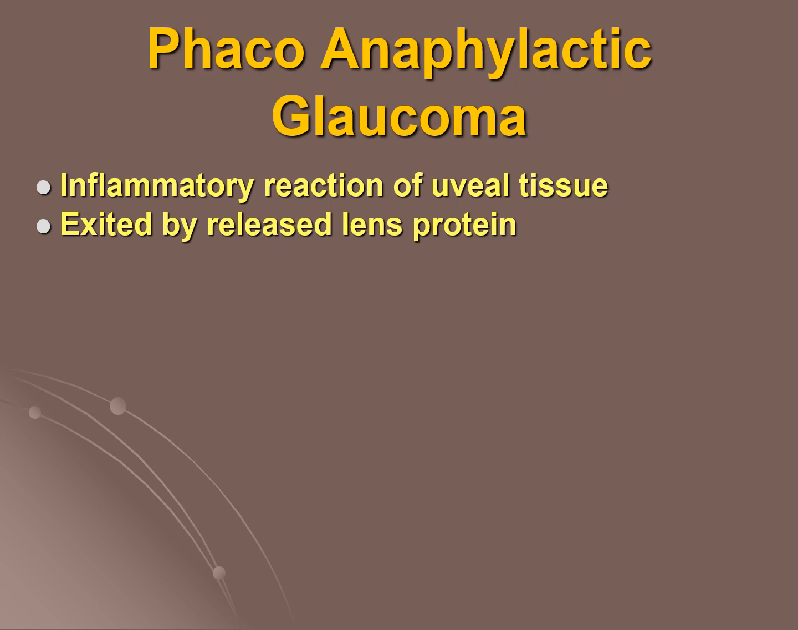What is phaco-anaphylactic glaucoma? Phaco-anaphylactic secondary glaucoma is an inflammatory reaction of uveal tissue. The immune system does not recognize this protein as itself. It is recognized as a foreign material and a reaction occurs, causing uveitis due to these released lens proteins. Usually it is in hypermature cataract, where the lens capsule is thinned out and the lens protein leaks from the lens.